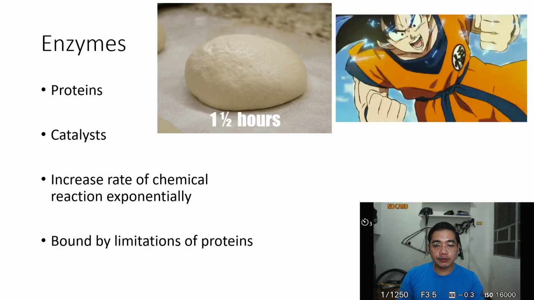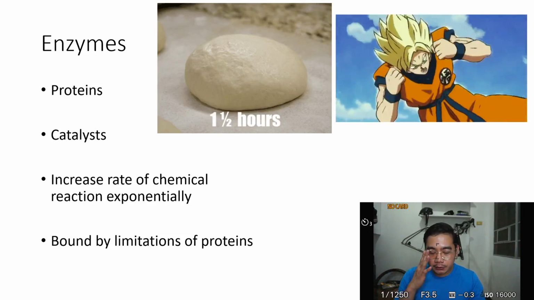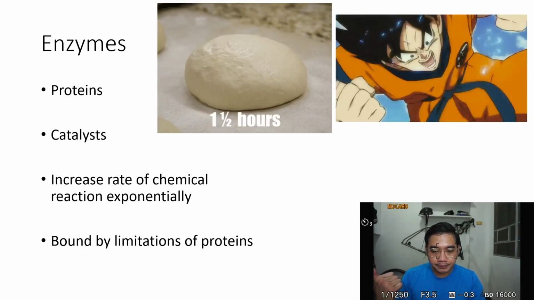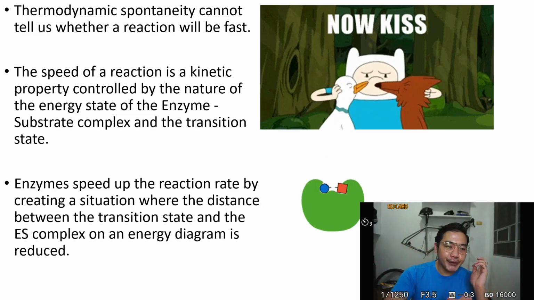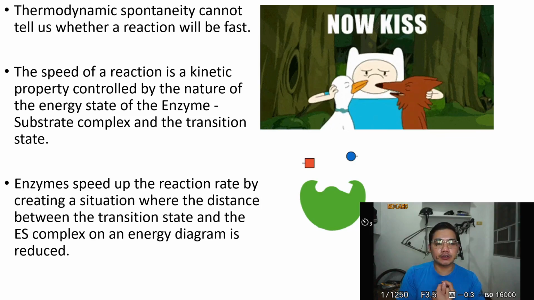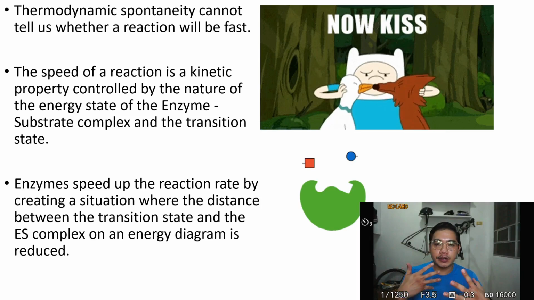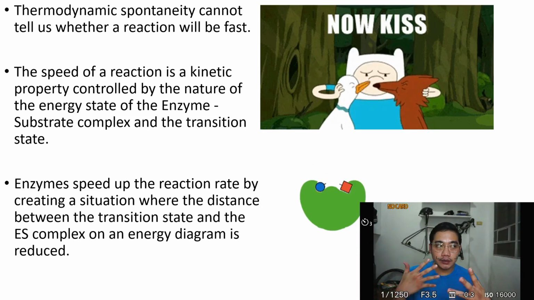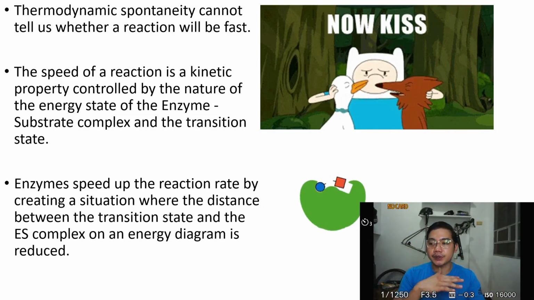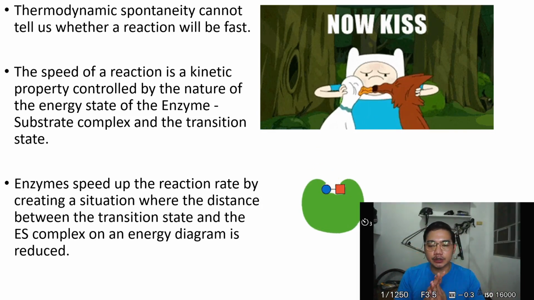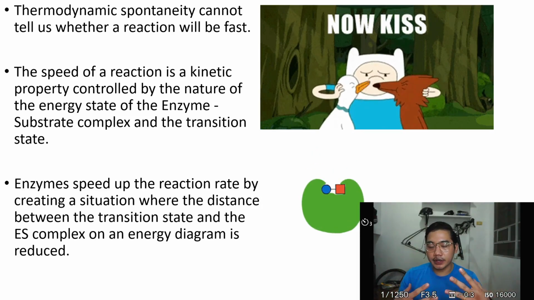Remember that your proteins are quite resilient, but they have lots of factors that may inhibit them, which we will talk about later. So thermodynamic spontaneity cannot tell us whether a reaction will be fast. Like I said earlier in the example, some reactions, once mixed, you don't even need to add hot water or make mechanical agitation. The reaction goes fast. But there are sometimes that are slow. So we don't know that.